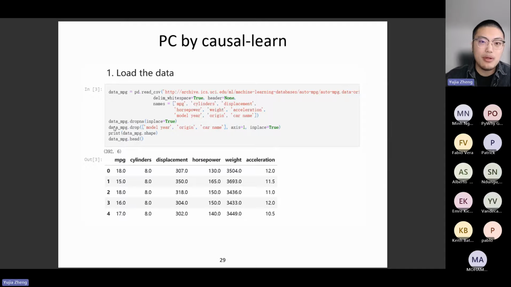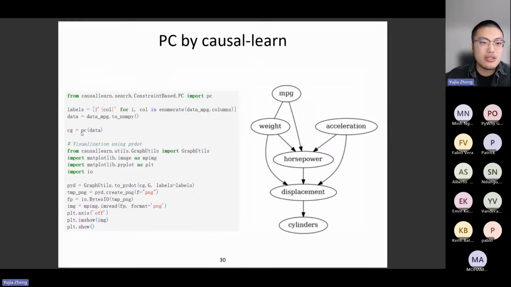Let's see another example. Here we have a dataset called Auto MPG. As you can see from this figure, it's a pretty standard data frame, nothing special. We always have this type of data somewhere, maybe of our interest. For that data, as we just mentioned, we can put the data into that function, and also keep our labels as we want, and then we get our causal graph. We have a way to visualize it, right? And we can also input our labels into the visualization, so we get a result like that.